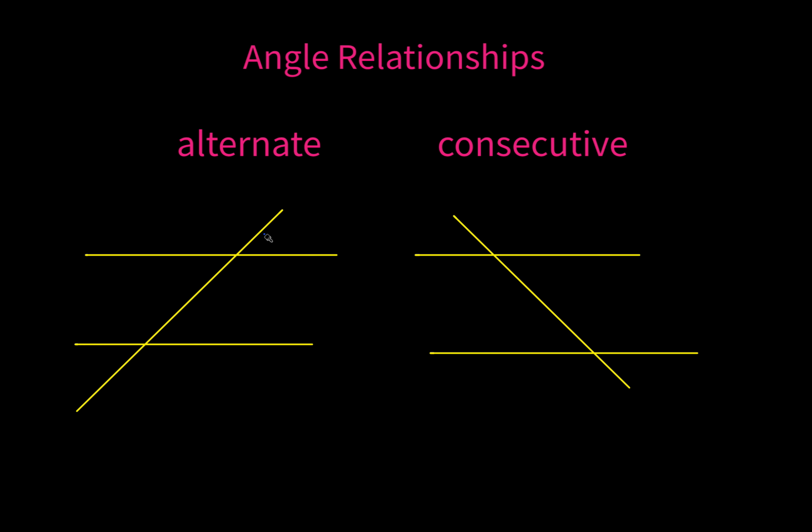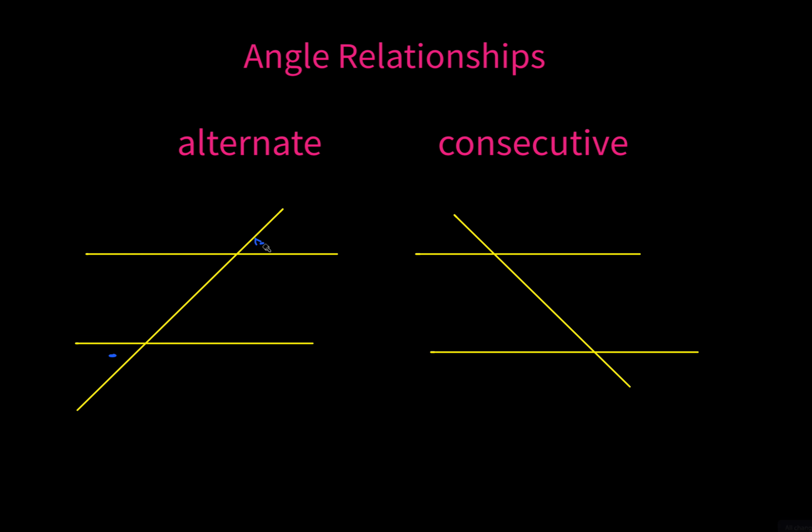We have two groups of 4 angles. Here's group 1 and group 2. However, there are also different ways to group the angles. If they are on the same side as each other, say this angle and this angle, those are called consecutive. But when they're on opposite sides from one another, say this angle and this angle, it is called alternate. Alternate angles are on different sides of the transversal. I'll go ahead and make those more clear.